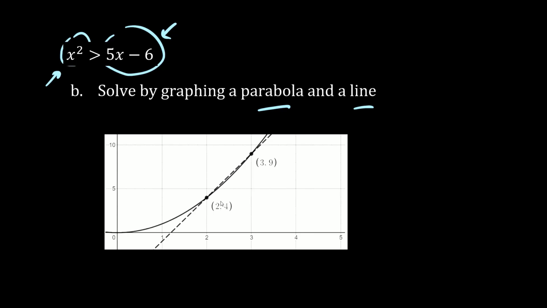So the solution is where the quadratic x squared is greater than the line, either here or here, towards the left and the right of these critical values. And we're not going to include these endpoints because we have an inequality symbol that does not include the equal sign. So we say that x is less than 2 or x is greater than 3.